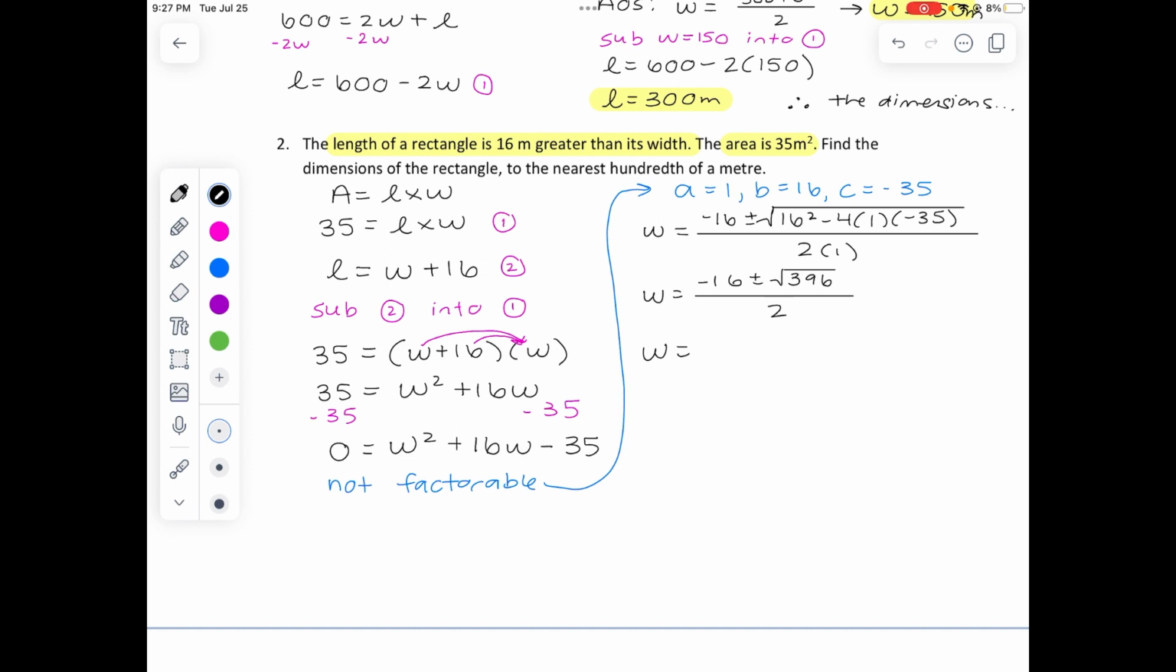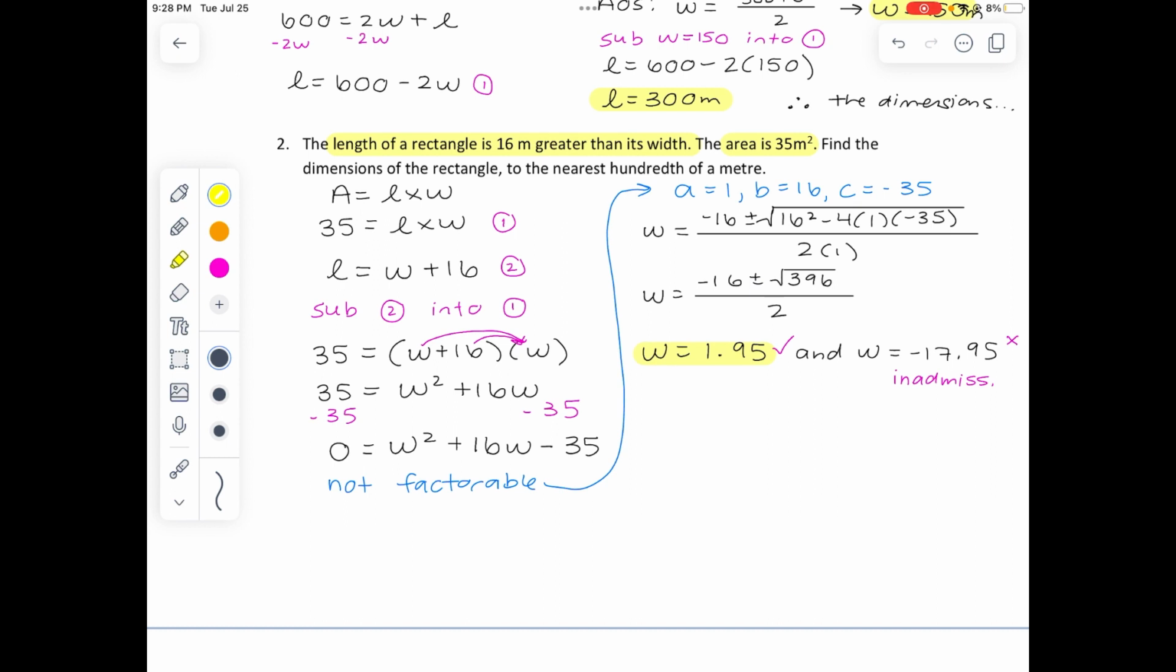This gives me 1.95, and this one, if I look at the other one just to double check, I'm assuming that the other one's going to be negative, but I'll check it just to make sure. Divided by 2, this gives me negative 17.95, which obviously is not going to be an option. Okay, so we would say that this one is inadmissible because it's negative, right? We can't have a negative width. So this one is going to be the right one. The width is going to be approximately 1.95.